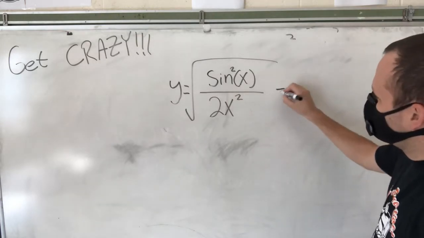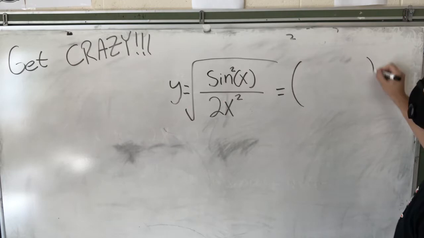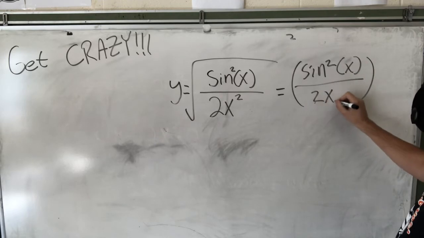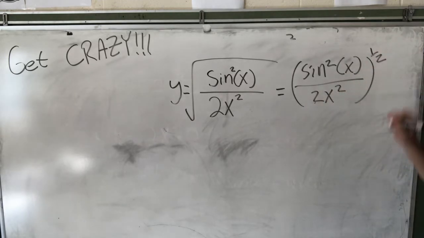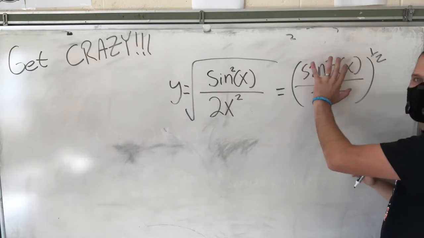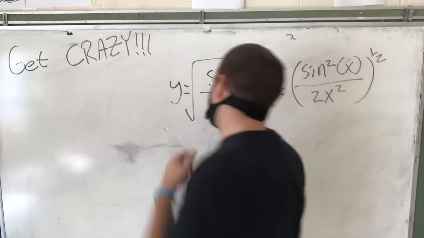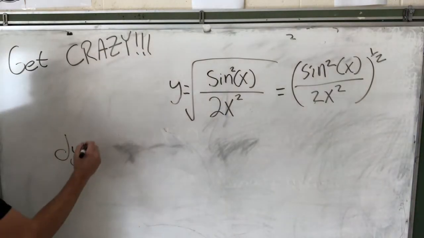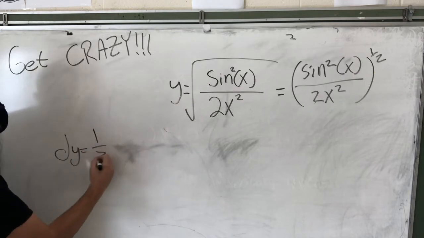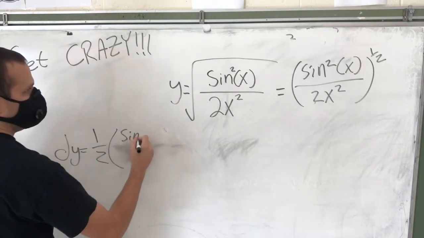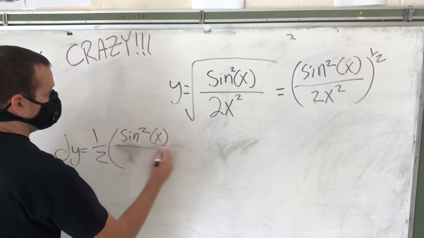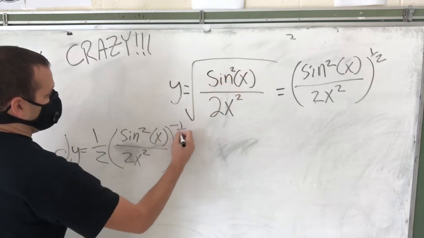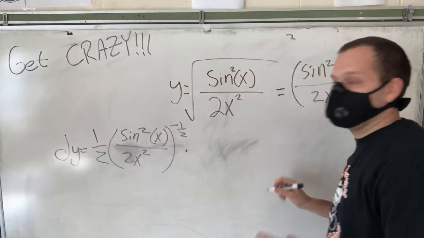So let's rewrite this so it looks a little bit more like a chain rule, okay? So sine squared x over 2x squared to the 1/2 power. Okay, so I've got something inside of parentheses to the 1/2 power. I'm going to use the chain rule. So dy equals, I have to bring the 1/2 down, so 1/2 sine squared x over 2x squared to the negative 1/2 power times the derivative of the inside, okay?